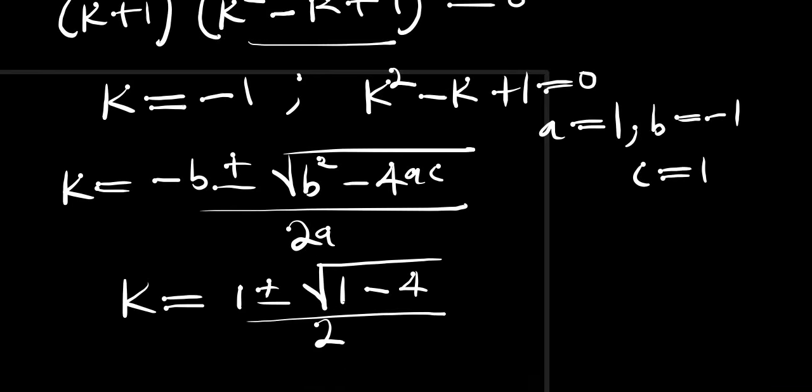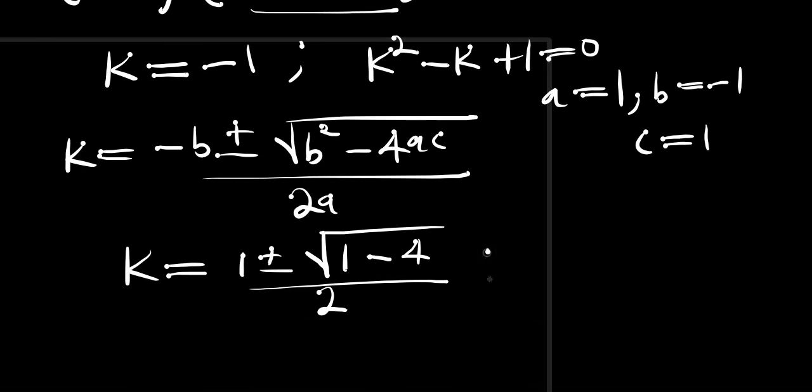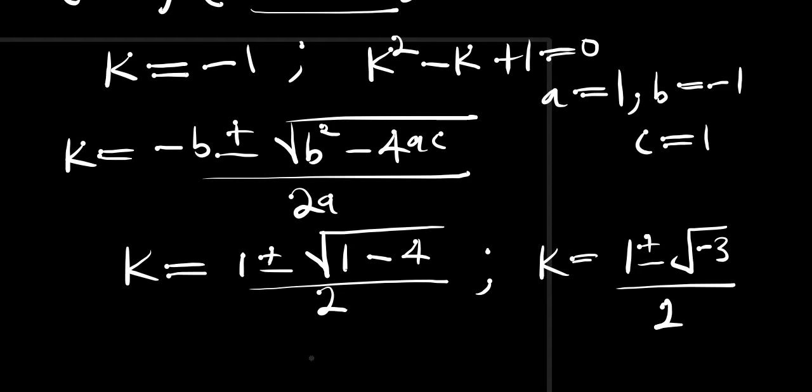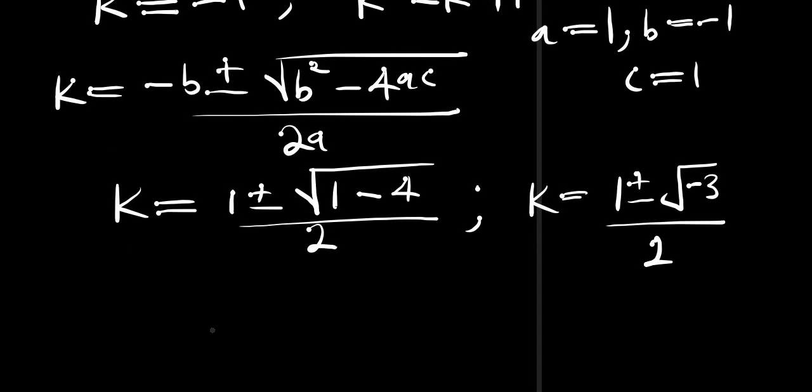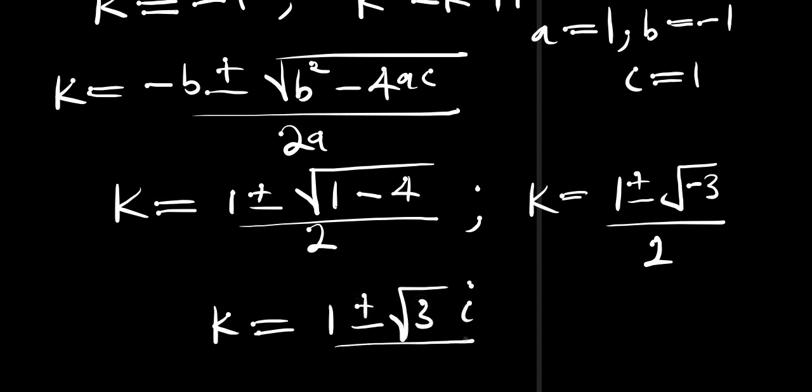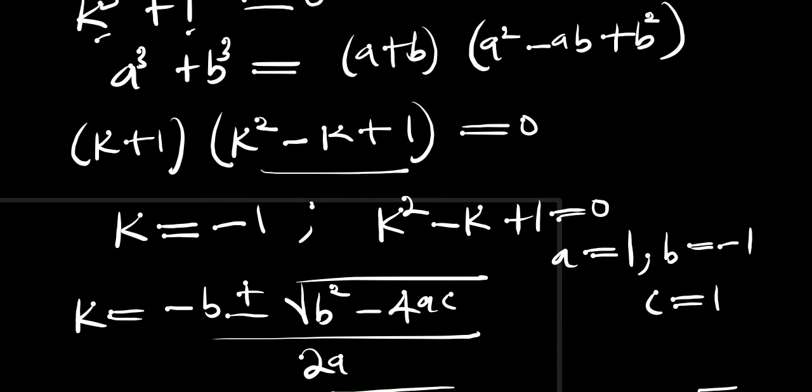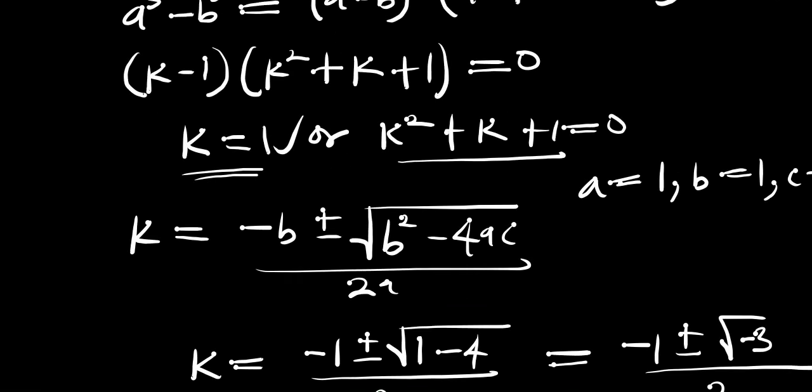So that means this will give us k equals 1 plus or minus root of negative 3 divided by 2. And from here, we are going to have k equals 1 plus or minus root of 3 times i divided by 2. Another complex solutions. Now we are done with the first case, the first set of case.